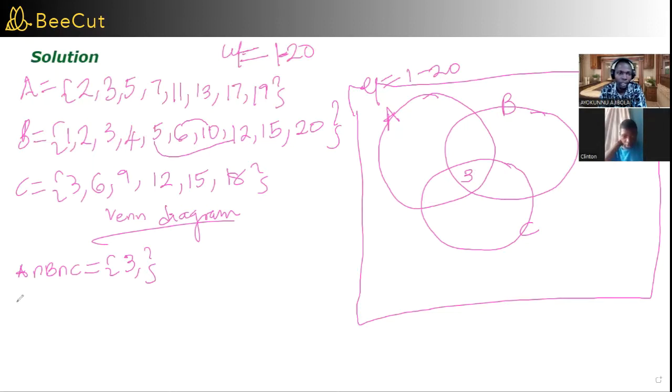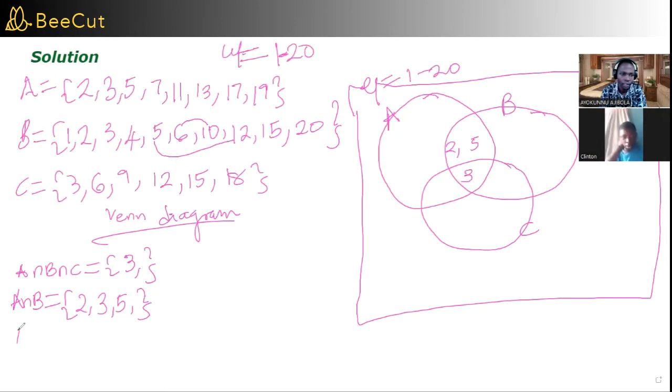Now, let's go for A intersection B only. What is in A and is in B? 2, 3, and 5. That is all. Nothing more. Look at the circle of A and B. Can you see the circle? Now, we have already 3 here, so we need only 2 and 5. So 2 and 5. Is that clear to you now? Because it's 2, 3, 5 I want to identify, so it's only 2 and 5.